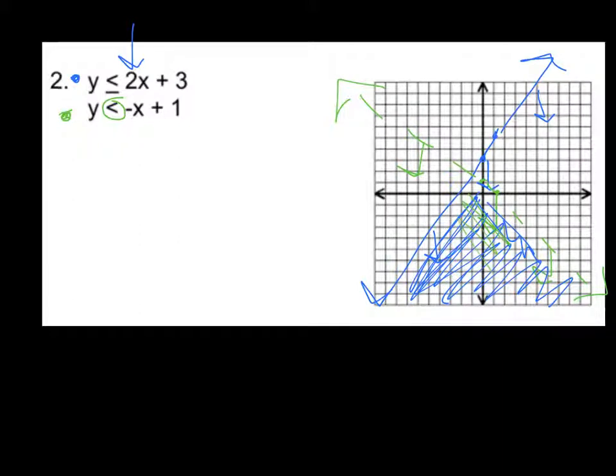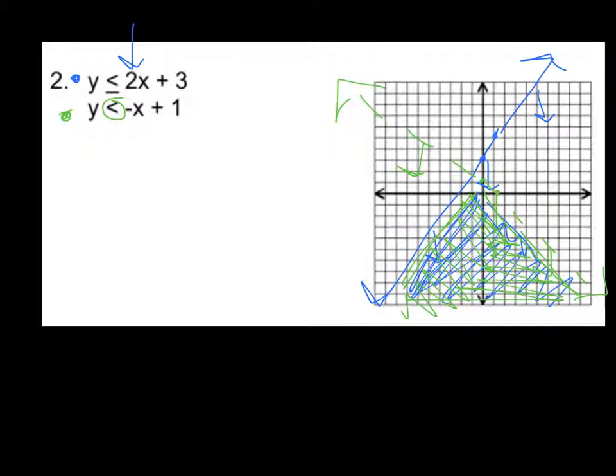When you are shading on your paper, you need to be as careful as possible so that I can actually see that your line is dashed, if it is indeed dashed, and that I can tell where the overlapping region is. What you're trying to tell me is the solution set. So the solutions are all the ordered pairs that fall within this shaded region.